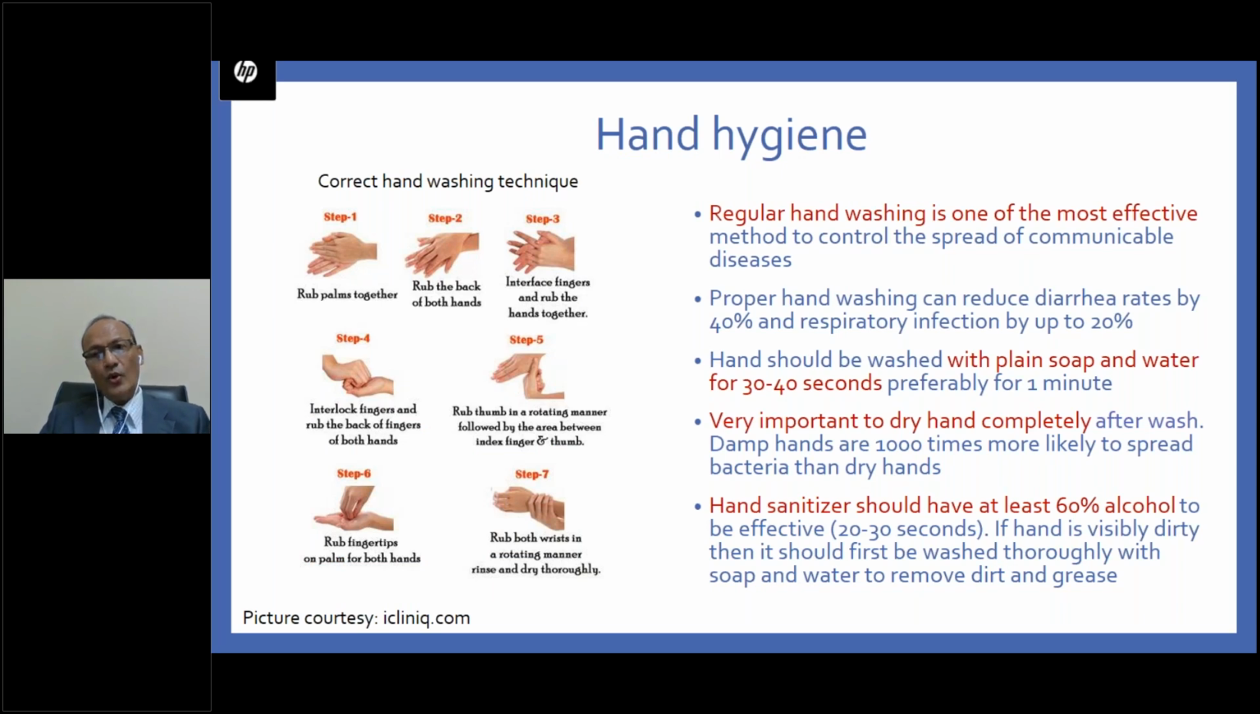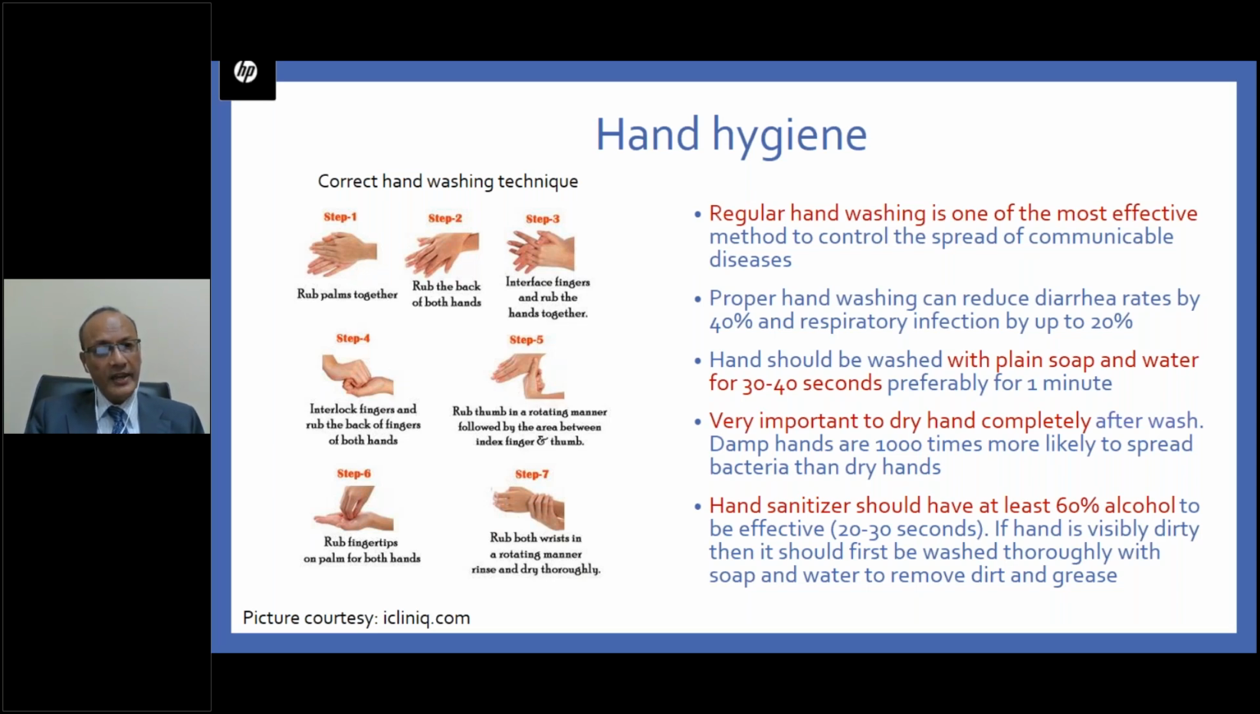Now, regular hand washing, as you all know, is one of the most effective methods to control the spread of any communicable disease, not just COVID-19, right? So hands should be washed with plain soap and water for 30-40 seconds, preferably for 1 minute. And it's very important to dry the hands completely after the wash, because damp hands are 1,000 times more likely to spread bacteria than dry hands. If you are using hand sanitizers, then you should have at least 60% alcohol in that.